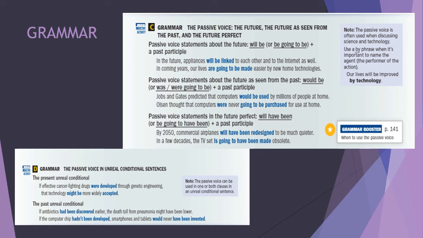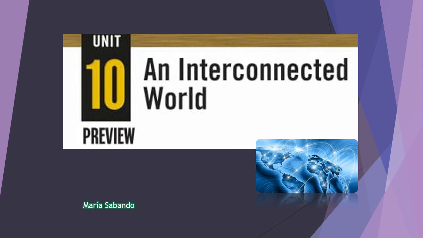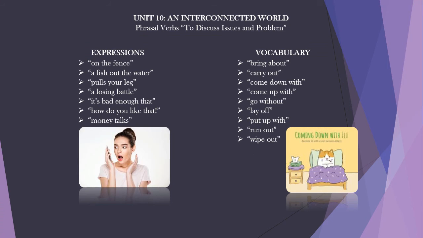And that's all. My name is Maria Sabando. I want to talk about Unit 10 and interconnected worlds. In this unit, we have some phrasal verbs and expressions to discuss issues and problems. We have some expressions like on the fence, a fish out of water, pull your leg, a lost in a bubble, and also expressions for emphasizing a problem, offering an explanation, and expressing surprise, like it's bad enough, and not that, how do you like that, and also money talk.